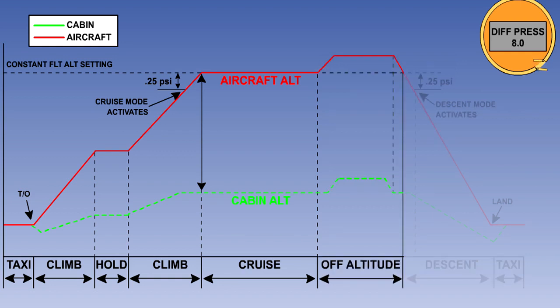However, if the cruise altitude has to be increased significantly, then the flight altitude selection will have to be reset. If this is not done, and the maximum differential pressure is reached, the controller will not allow further increase in differential pressure, and the aircraft will now be in maximum differential control. As the aircraft climbs, the cabin will also climb, to keep the differential pressure within limits.